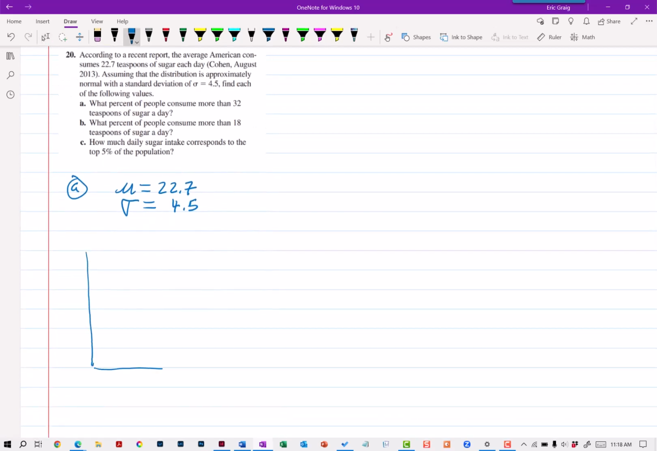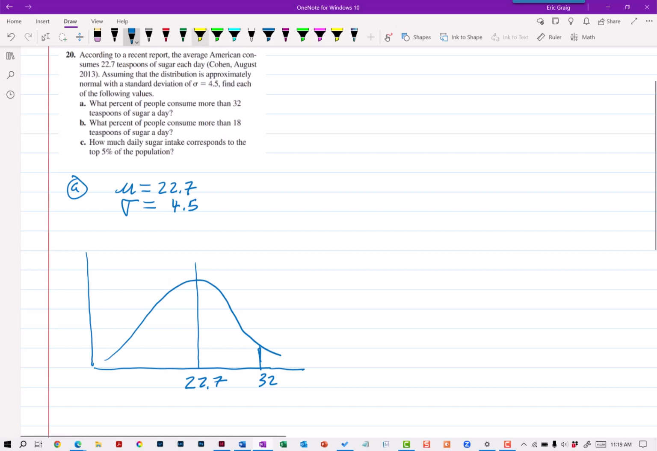As you can see in part A, you're being asked the percentage of people who consume more than 32 teaspoons. That's a heck of a lot of sugar, by the way. So I put a 32 on the graph, and since we need the percentage of people who consume more than 32 teaspoons, I shade the area under the curve to the right of 32.